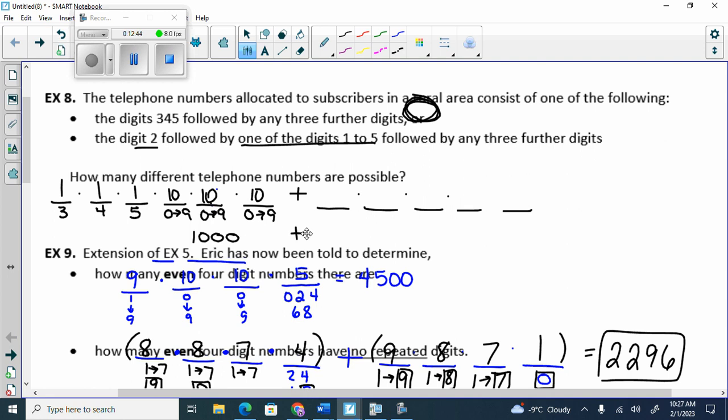Plus the digit 2, followed by one of the digits 1 to 5, followed by any 3 further digits. I'm getting frustrated. Now it's just deleting stuff I'm writing.